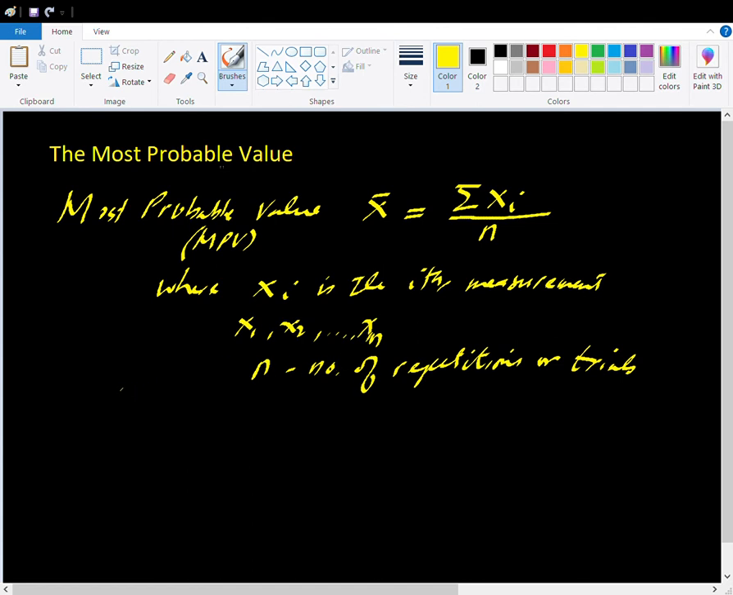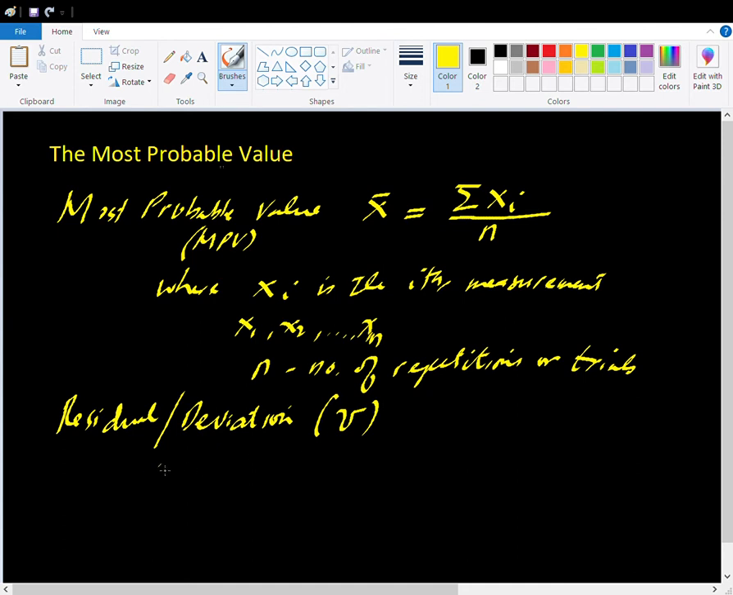Another measurement related to errors is the residual or the deviation. So residual or deviation. The residual or the deviation is simply the difference between each individual measurement and the most probable value. And we denote the residual or the deviation by V.